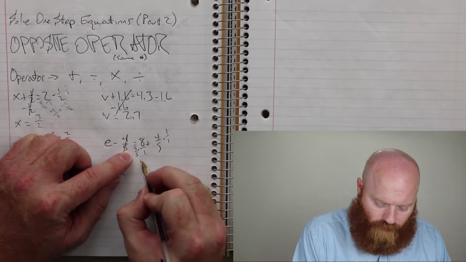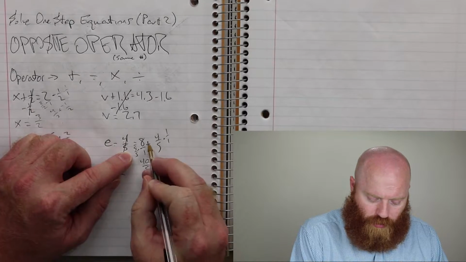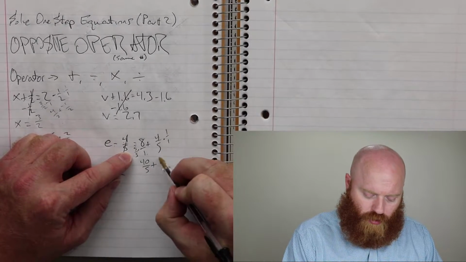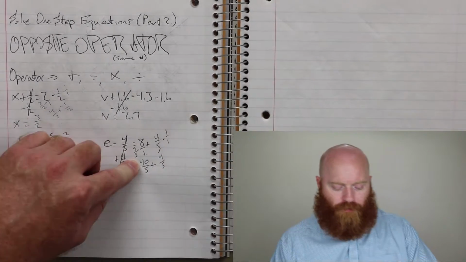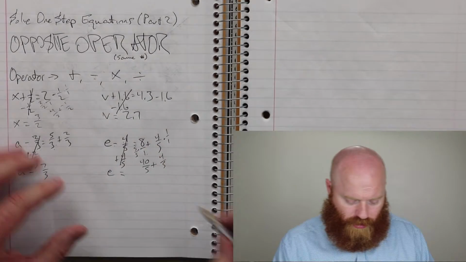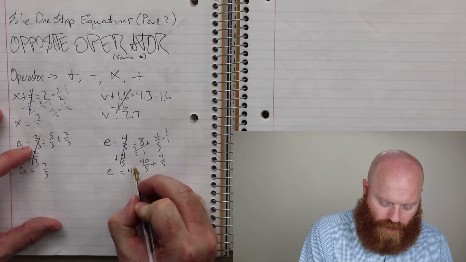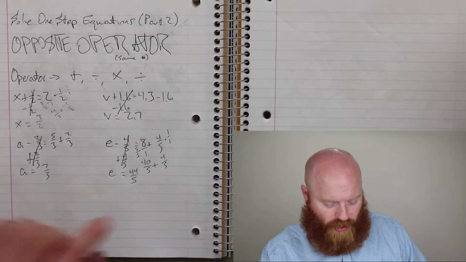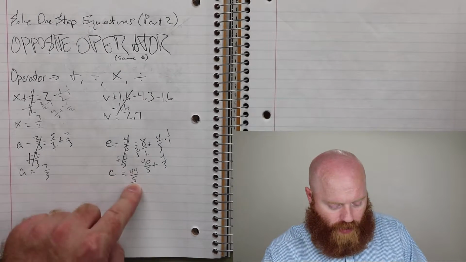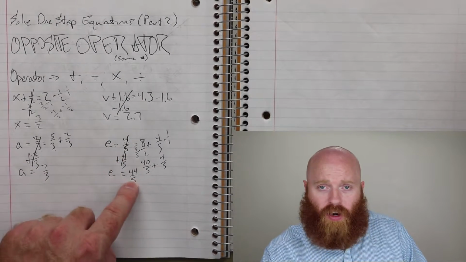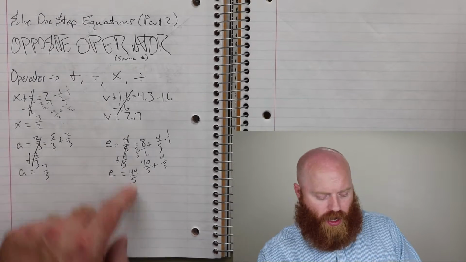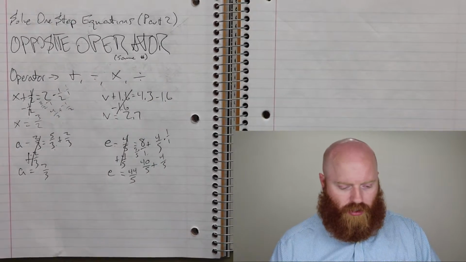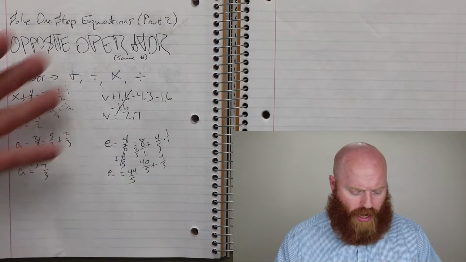So 5 times 8 is 40. 5 times 1 is 5. Bring down plus, always bring down plus. 5 times 1 is 5. I got 40 plus 5/5. Well, guess what that is? That's 45/5. That's my answer, 45/5. 45/5 minus 5/5 is 40/5. And 40 divided by 5 is 8. Check your answer. Okay, I think you got that stuff.